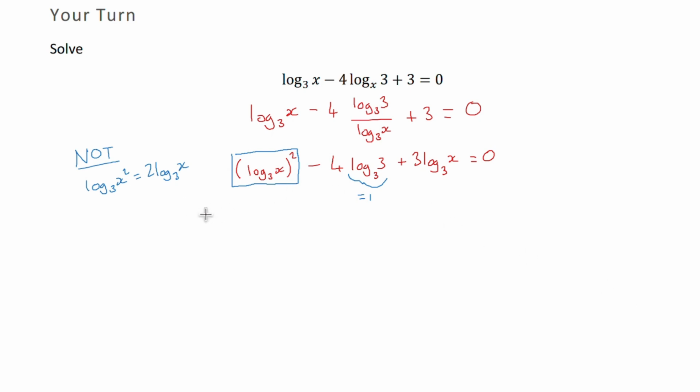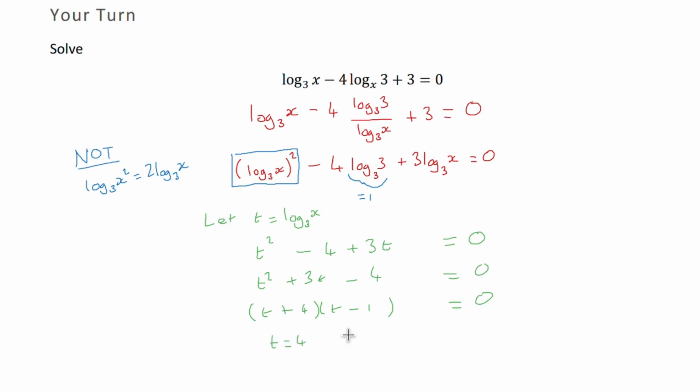What we can do, however, is say let t be equal to log base 3 of x, and then we get t squared minus 4 times 1, which is minus 4, plus 3t is equal to 0. And this is a quadratic. Rewrite it in the normal form. Factorize this. We're going to have plus 4 and minus 1.